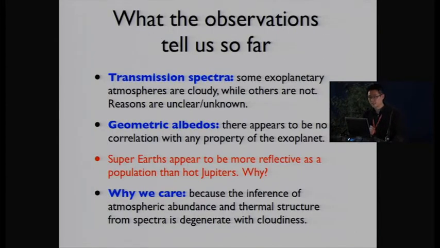So what do the observations tell us? The transmission spectra are suggesting that some exoplanet atmospheres are cloudy, while others are not. The reasons are currently unclear or unknown. Measurements of the geometric albedo seem to indicate that there's no clear correlation with any property of the exoplanet. Super-Earths appear to be more reflective than hot Jupiters as a population. Why? And why do we care? Because, as I mentioned earlier, if you want to back out abundances and thermal profiles, say from JWST spectra, you should care. And towards the end, I will show you one example of this degeneracy.